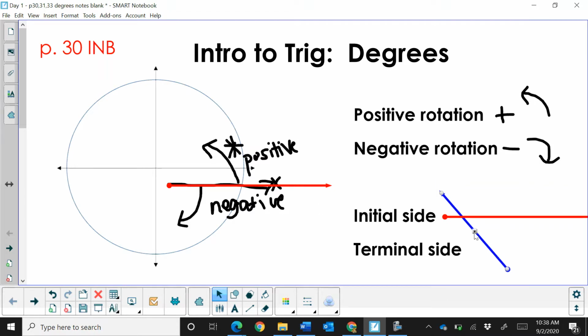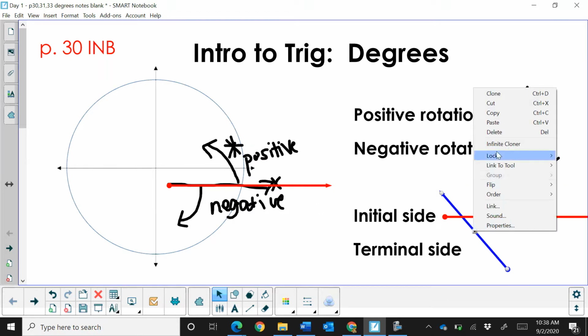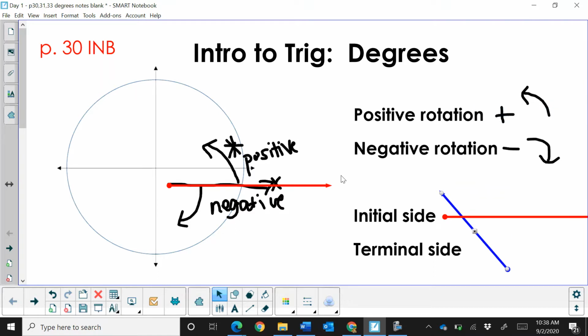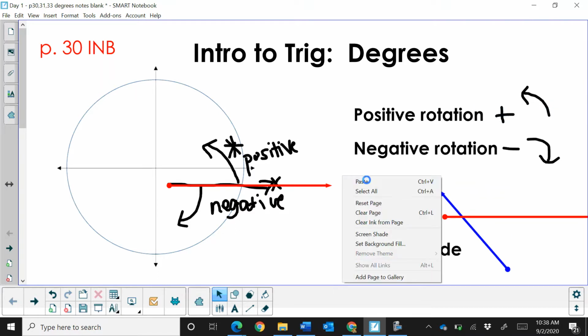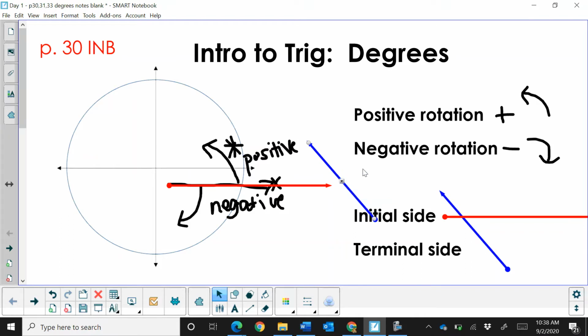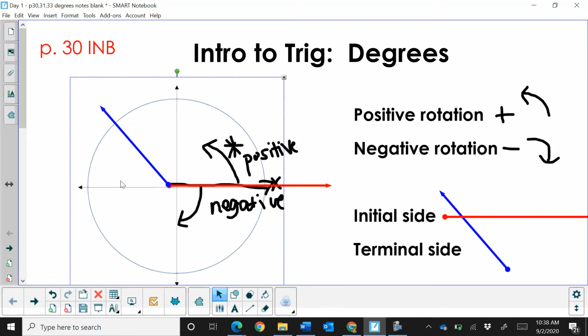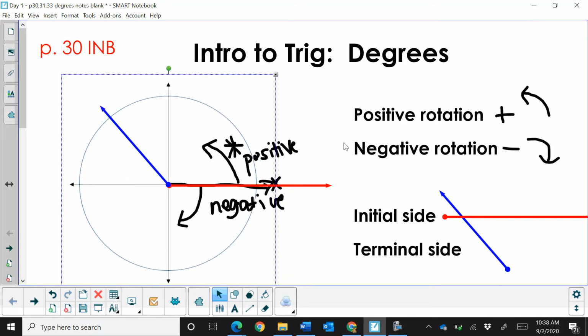Okay, whoops, it didn't copy it for me. Copy. There we go. Okay, now let's take it back up here and move our circle back. And now the picture is the way it should be.